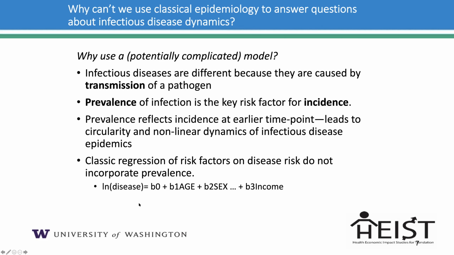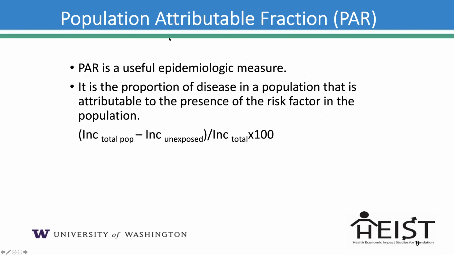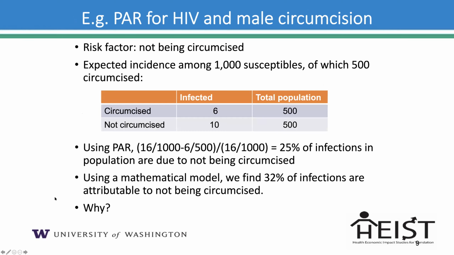And we can think about this in classic regression that does not incorporate prevalence. And I'll just give this example of the population attributable fraction, which is useful epidemiologically, and it's the proportion of a disease in a population that is attributable to the presence of the risk factor in the population. So it might be incidence in the total population minus incidence in unexposed, over incidence total, times 100. And so we can think about that.